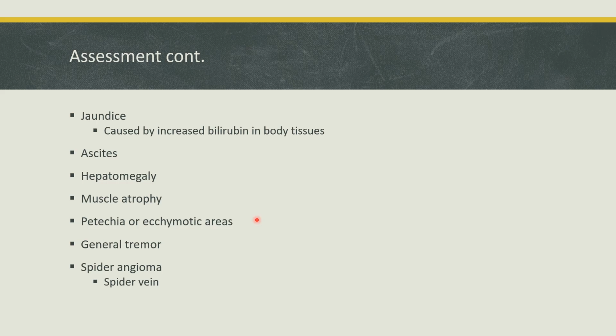So these patients bruise really easily, right? They don't have any clotting factors. They're going to bump themselves wrong and be bruised. We can see a general tremor, so some ataxia. And then those spider veins again, especially on their belly.